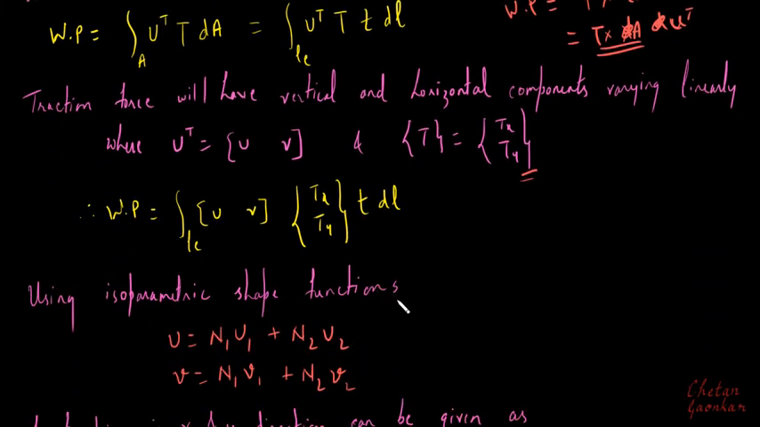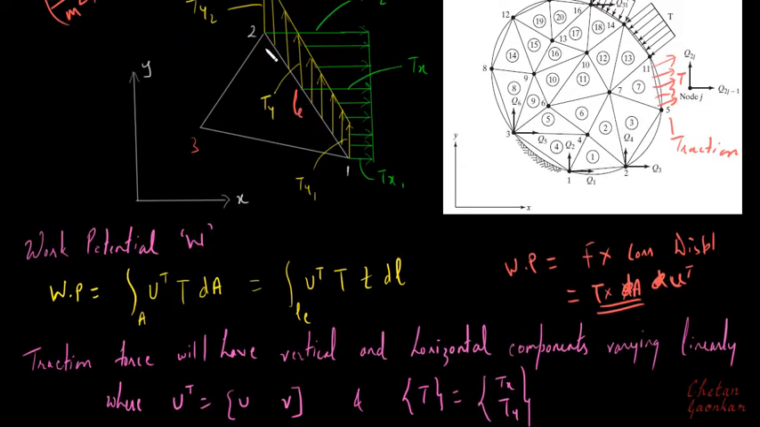Now again I will be using the isoparametric trial functions, or isoparametric interpolation functions, or isoparametric shape functions. And with that I know that u can be given as N1 u1 plus N2 u2. I don't require N3 because we are interested only in the two nodes here, 1 and 2. The surface forces will be distributed only on the two nodes, whereas in the previous case the body force was distributed at all three nodes. But remember that the surface forces will be distributed only on the two adjacent nodes.